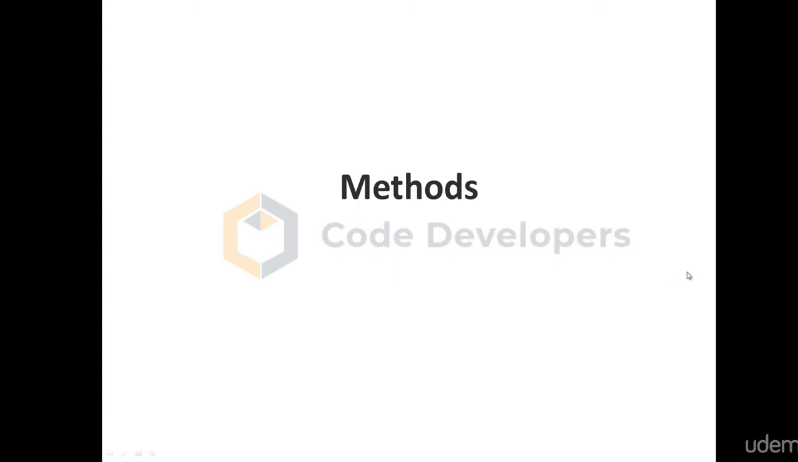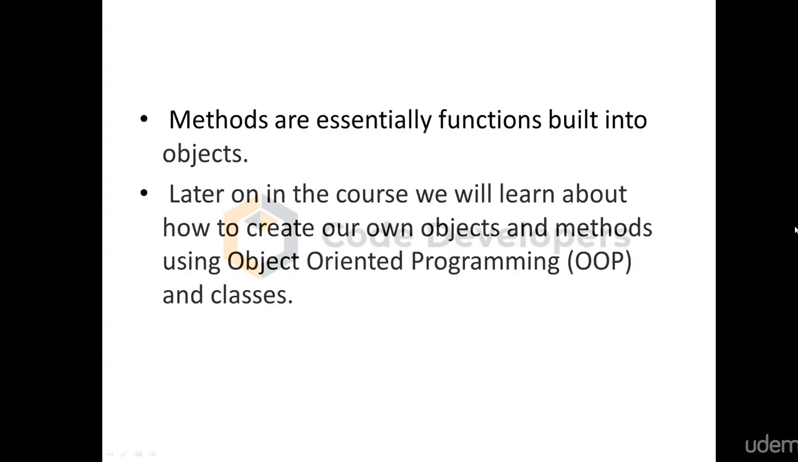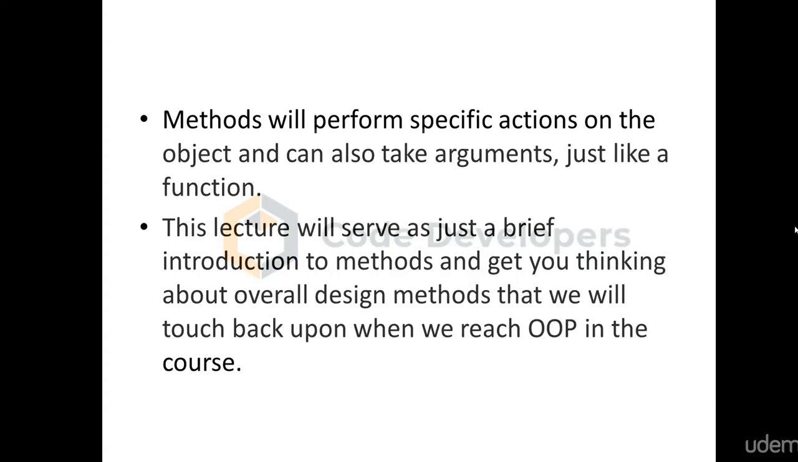Okay, so let's get a quick overview of methods. Methods are essentially functions that are built into objects, at least that's the way I like to think about them. Later on in the course, we're going to learn how to create our own objects and methods using something called object-oriented programming, or OOP, and we'll use classes to make that happen. But for now, let's just focus on methods on objects that we're already familiar with.